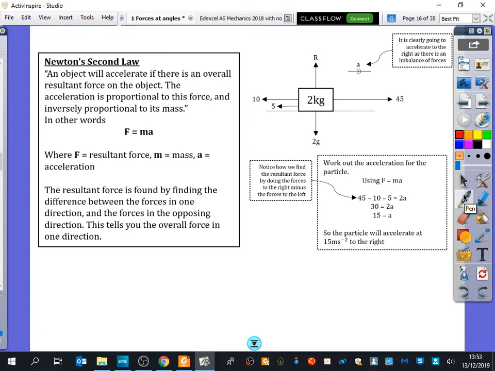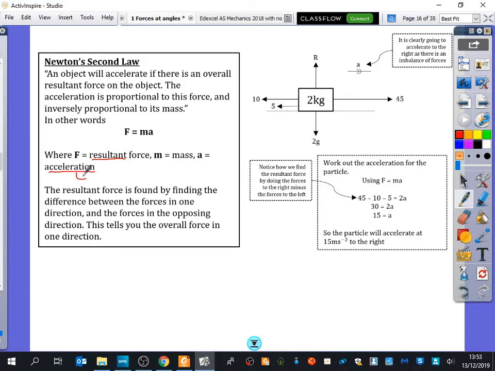So it says Newton's second law, and I've written this out in a long way, but it says an object will accelerate if there is an overall resultant force on the object. The acceleration is proportional to this force and inversely proportional to its mass. Basically, F equals ma. Don't worry about all of the wording of that. You just need to know your formula F equals ma. F, though, is not the force, it is the resultant force, which we're going to explain in a second. M is mass and A is acceleration.